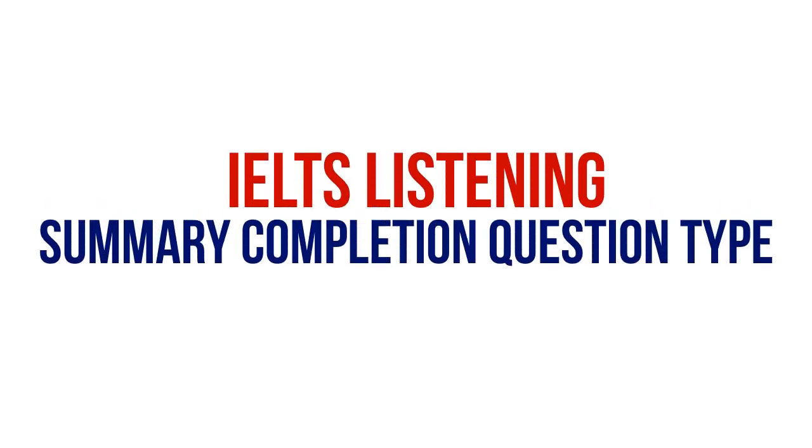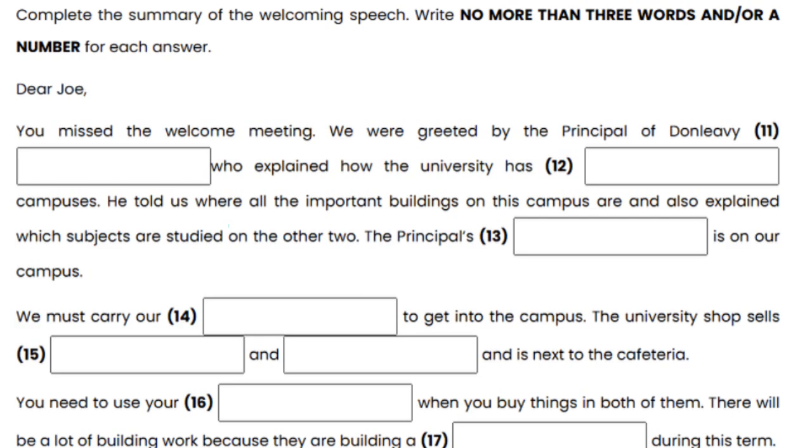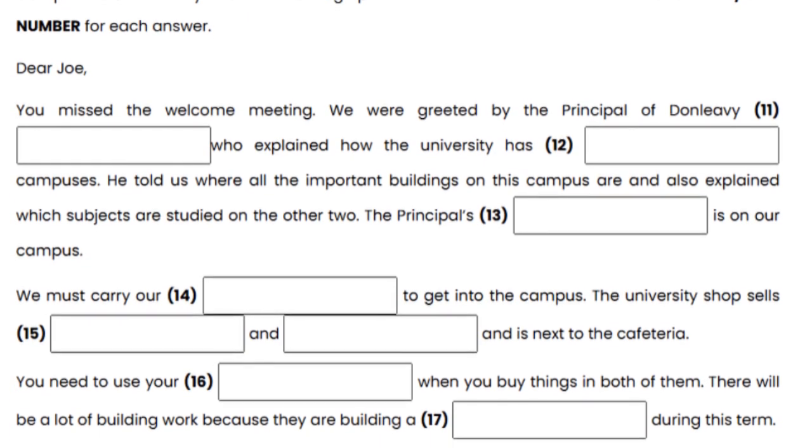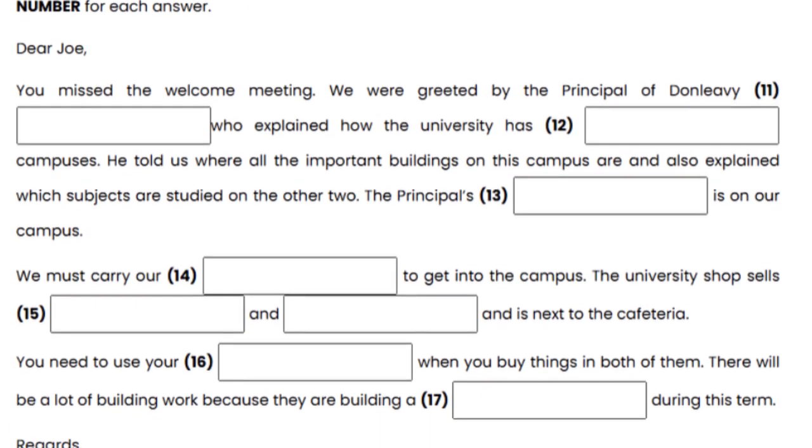So today we're doing the summary completion question type. You're going to listen to an audio. In the audio, the speaker would speak broadly on an issue. But your question would have a summary of everything that the speaker is talking about. The major points will be there, the key points will be there. It's basically a summary of what the speaker is talking about.